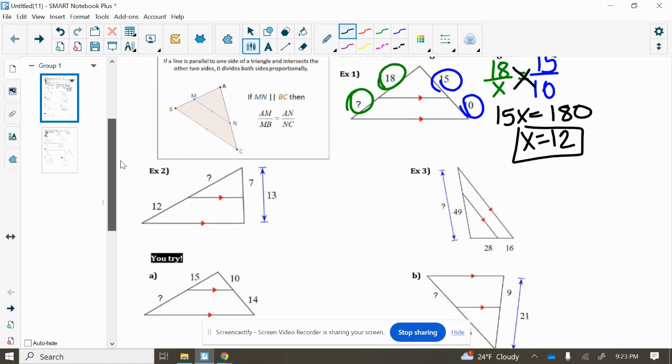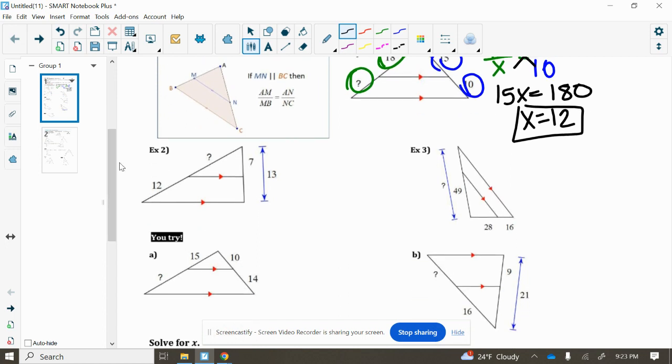In our second example, notice that we are still looking for one of these segments here, but they didn't officially give us that small piece. Instead, they gave us the entire side. Well, we know by the segment addition postulate that 13 minus 7, big guy minus small guy, is going to give us our remaining piece here of 6.